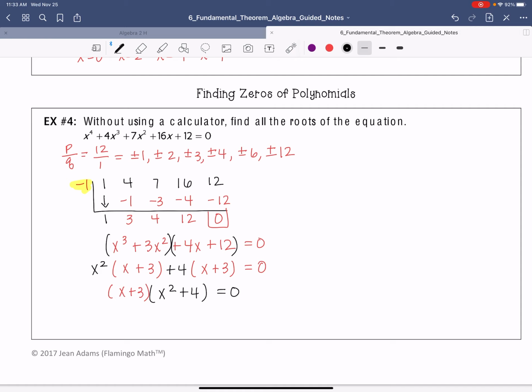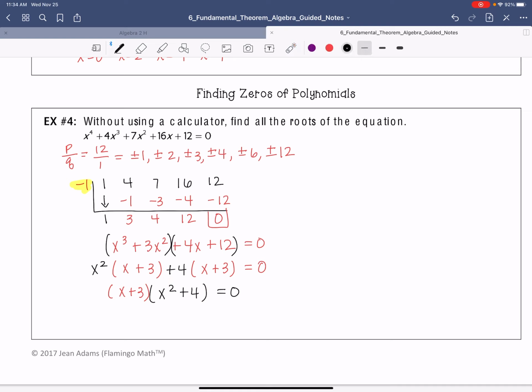Okay, now we can go ahead and solve both of these. Notice this is almost like difference of perfect squares, except this is a plus. Don't worry though, 4 is still a perfect square. All you have to do is set this equal to 0, subtract the 4, and you'll have two imaginaries right here.